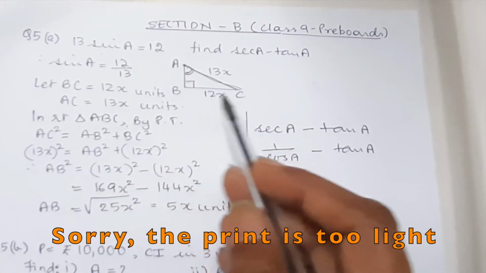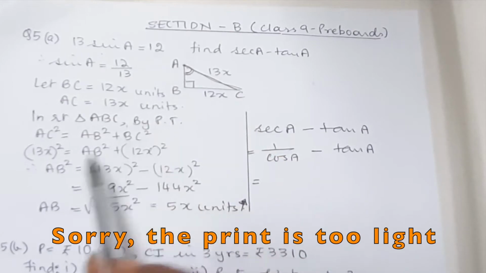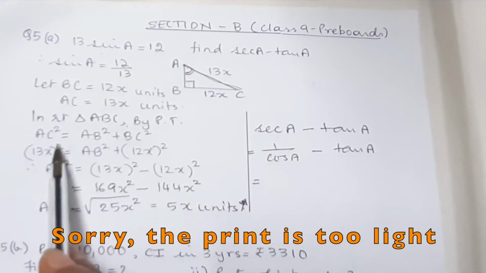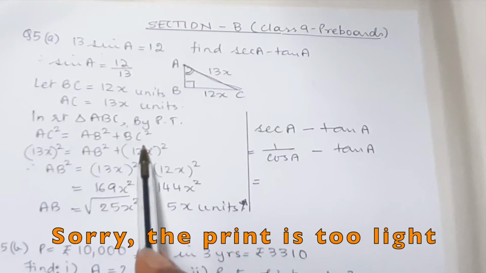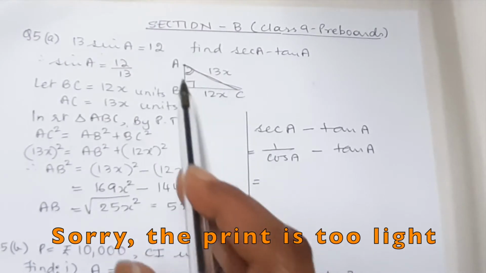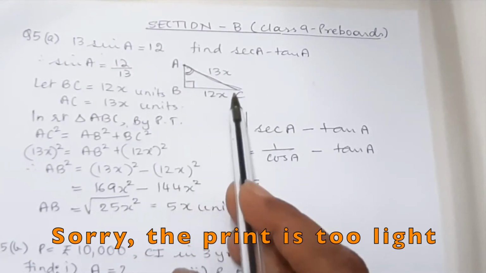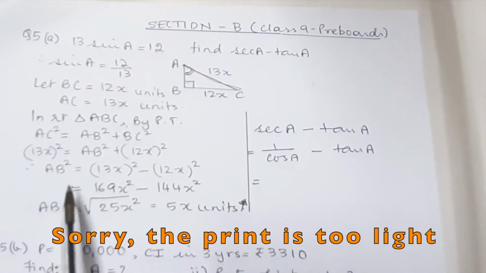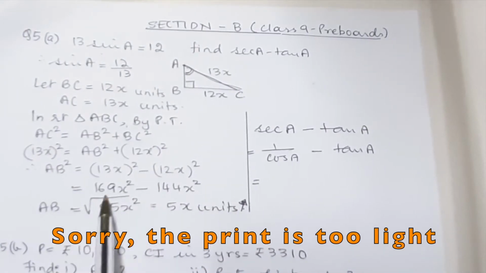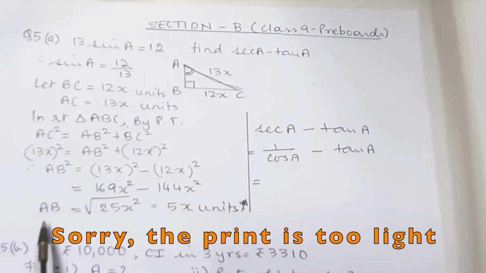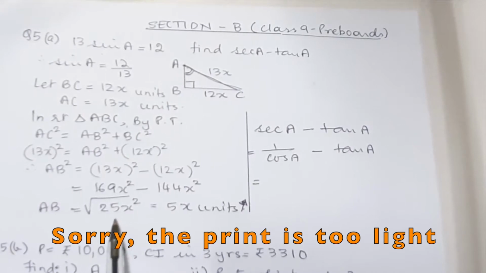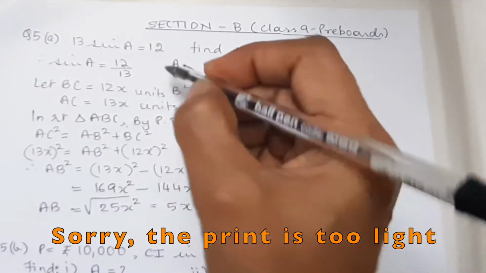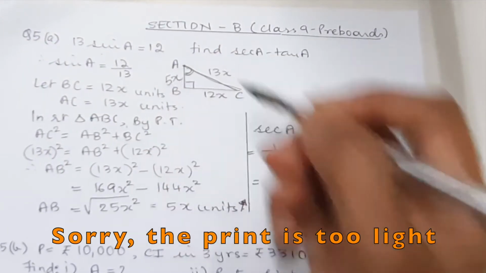And then in this right triangle, we use Pythagoras theorem, and then we use AC square equal to AB square plus BC square. As you can see, this AC square is equal to AB square plus BC square. And substitute the values, and we will get our AB square as 169x squared minus 144x squared. So AB becomes under root of 25x squared, which is 5x units. So we will write here 5x units.